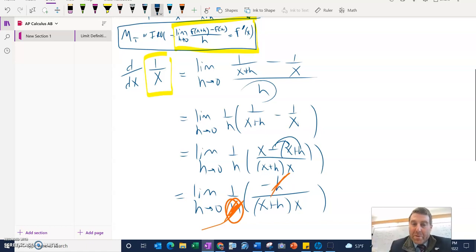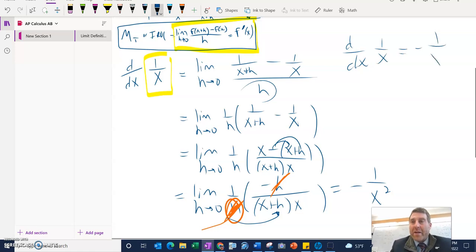All right, so remember I'm plugging in a 0 in here. So I get a negative 1 on top. There's nothing left on top. Well, there's a 1 on top, not a 0. And then at the bottom I have x times x plus 0. So that's x times another x. That's x squared. So what I just showed is that the derivative of 1 over x is negative 1 over x squared.